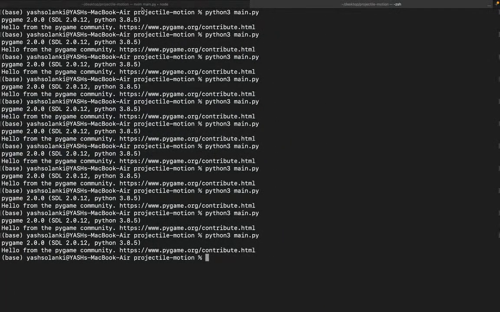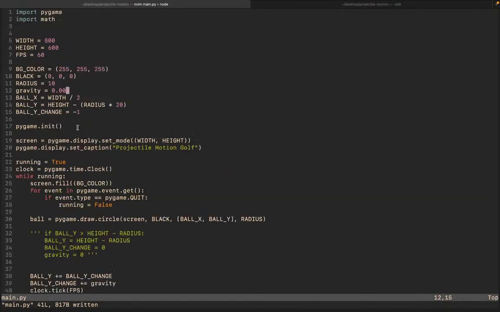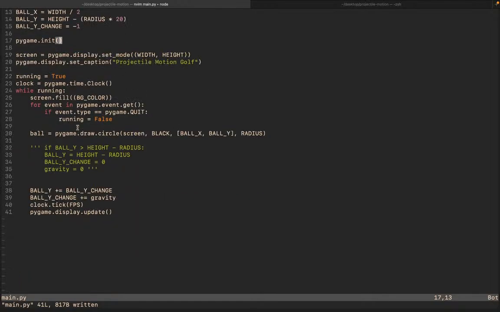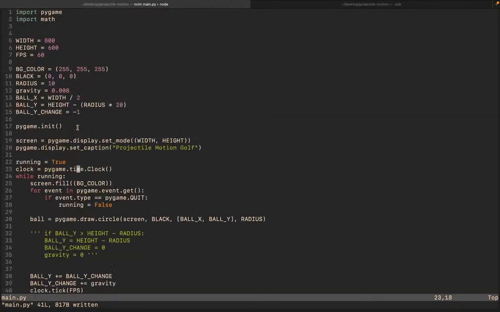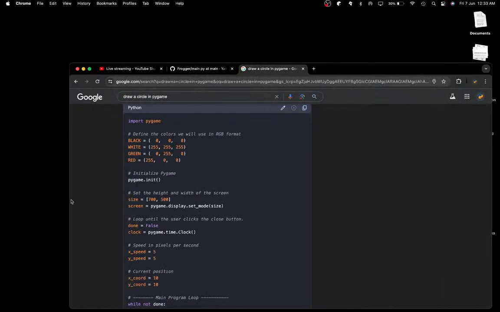So you can see we just simulated a projectile being fired at pi/2 or 90 degrees. That's awesome, that's awesome.